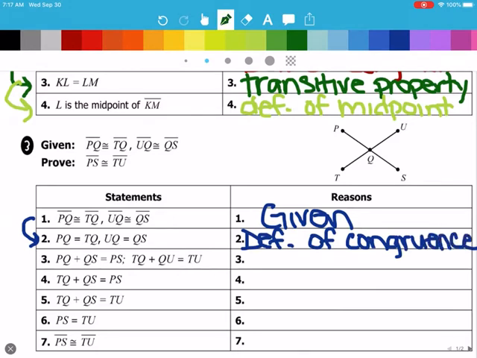Okay, now from 2 to 3, PQ plus QS is PS. I'm going to look at that picture. PQ plus QS is PS. And they're doing it for the other side as well. So again, when I'm saying that two smalls add together to make a big, I'm using the segment addition postulate.